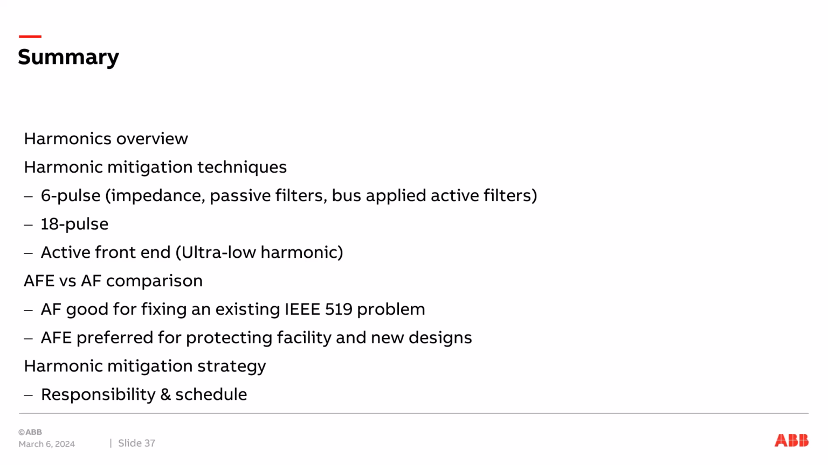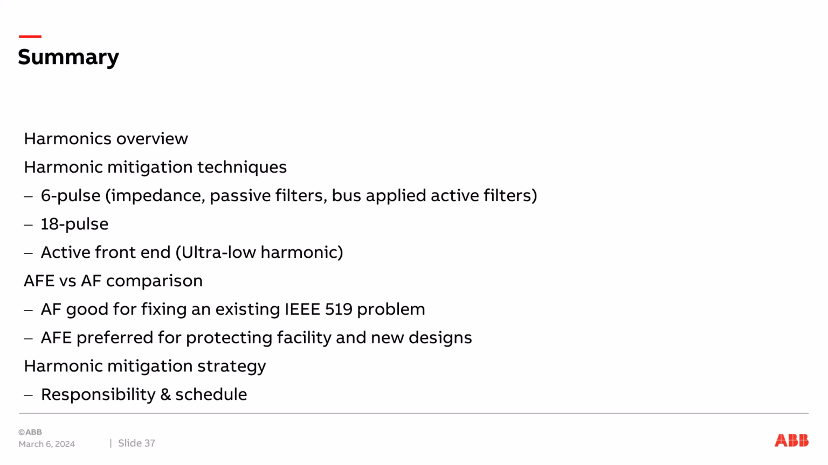Yes, ABB offers all of those different solutions, but my background being an electrical guy, I'm naturally going to gravitate towards those active front end solutions. It's called ultra low harmonic drive in ABB lingo, and it's really because I like to clean up harmonics before they even start, so that way I don't have to worry about it upstream. If I look at active front end versus active filter, active filters are good for fixing an existing IEEE 519 problem, to get an existing failing building up into compliance. But if I'm doing any kind of new project or I'm trying to protect the facility, that's where I'm looking at using active front end drives or ULH drives.